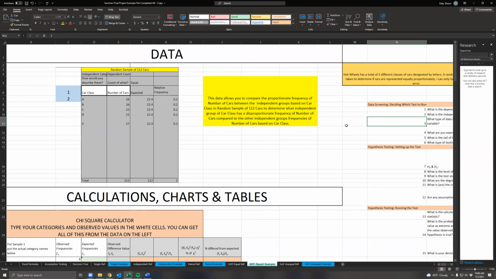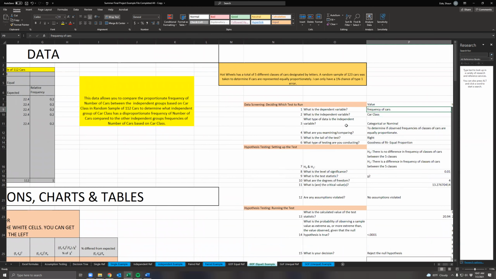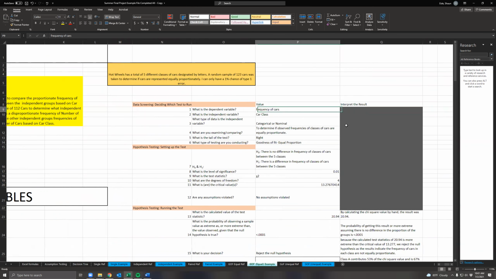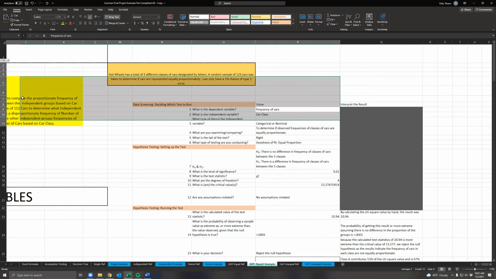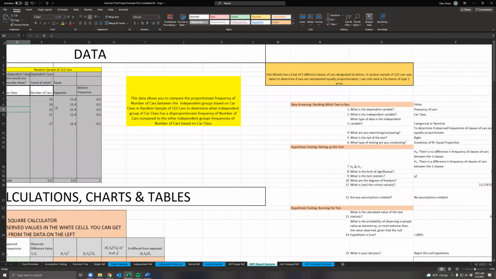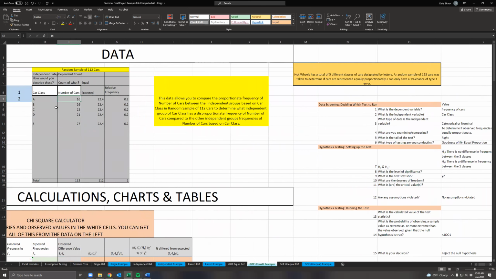So let's come on over here and say, what is the dependent variable? The dependent variable, once again, is what is dependent on something else. In other words, what is it that we're actually measuring? We're measuring the frequency of cars, or the number of cars, which is dependent on the car class. And so we've got car class, the independent variable, which is broken up into 5 different categories.